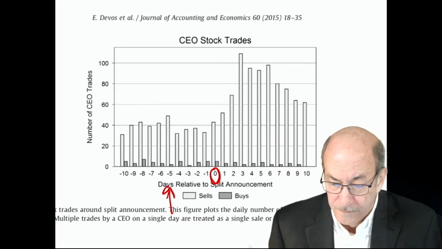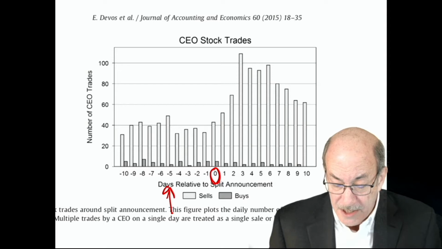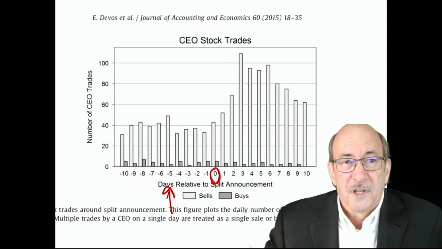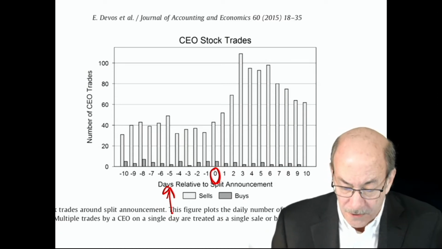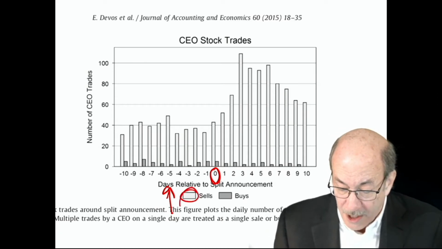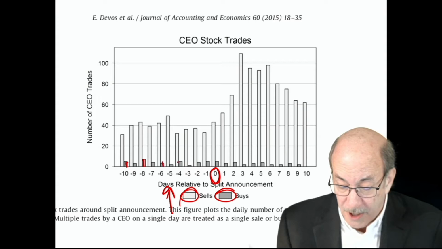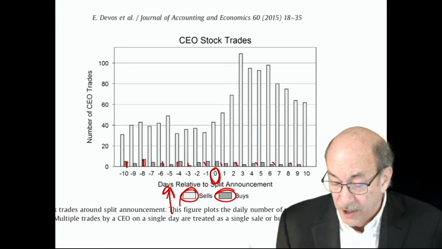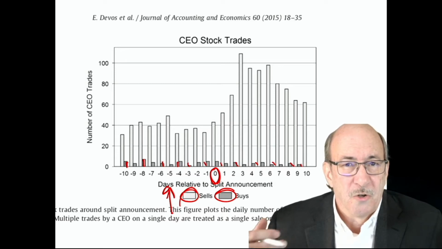All right? So what this chart shows you is what the executives are doing in terms of their trading activity. All right? So the light gray are sells, the dark gray are buys. And you'll notice that the buys amount to very small, at least relative to the sells, very small amounts. So we pretty much ignore that.